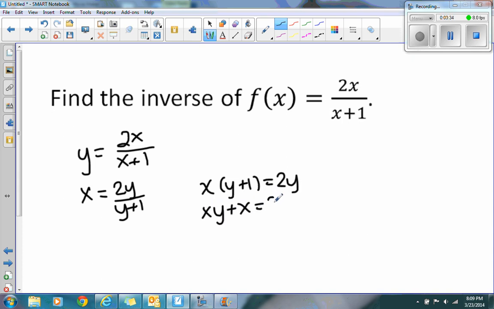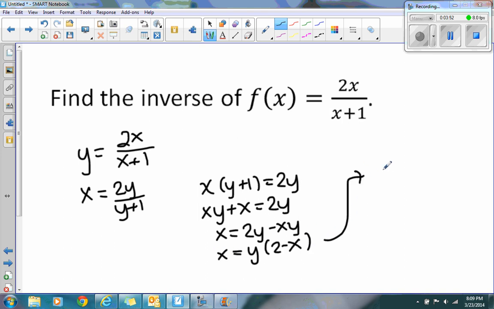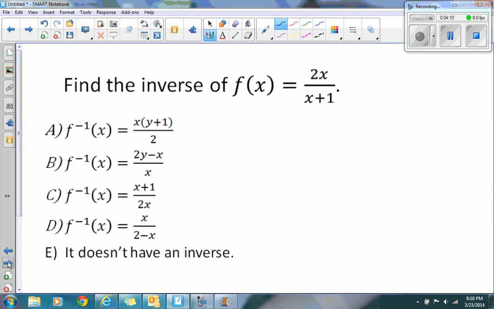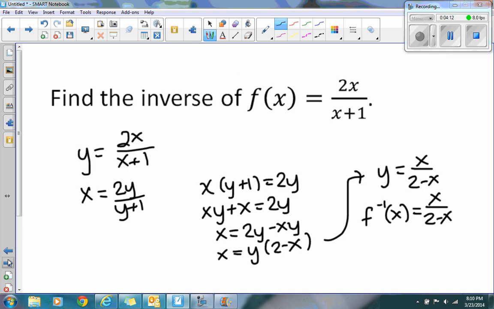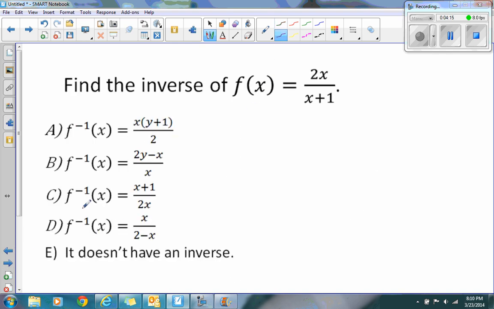on the left so that we can regroup our terms, getting our terms with the y's in them all on one side of the equal sign. Then we get to factor out the y and divide both sides by 2 minus x. This new expression is the inverse of the function that we started with. And if we check the list that we are given in our multiple choice review, hopefully one of them matches, and it does. Looks like answer D.